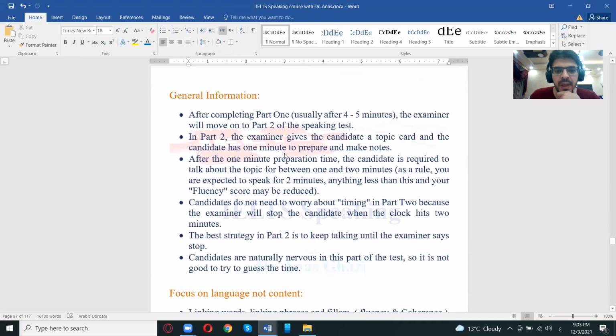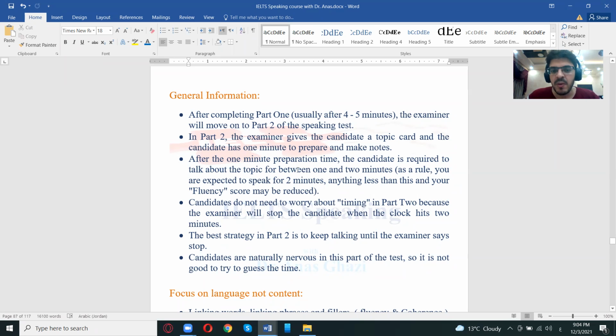After completing part one, which usually takes 4 to 5 minutes, the examiner will move on to part two of the speaking test. In part two, the examiner gives the candidate a topic card. The candidate has 1 minute to prepare and make notes. After you see the cue card, you will be given 1 minute to make notes.